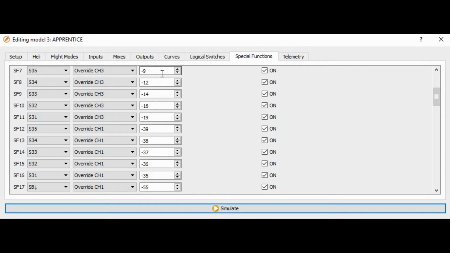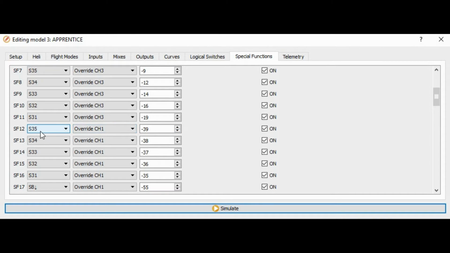So minus 9, S34, the next position, minus 12, minus 14, 16, 19. And those are the four, five positions that I have on the elevator. And today we are overriding the channel 1, which is a throttle. So at around 11 amps is minus 39.